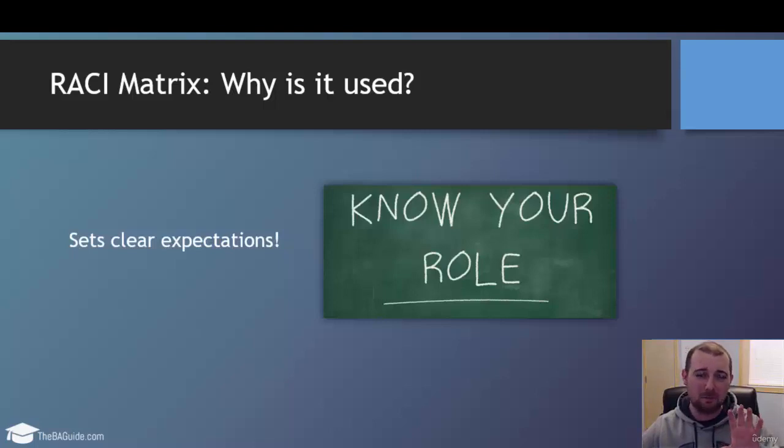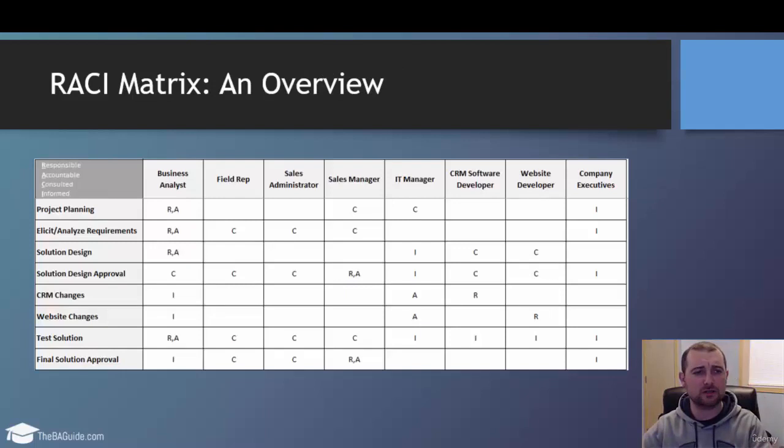And the really big thing, and kind of the reason it eliminates all this, is it sets clear expectations. Everybody knows what their role is and what they're responsible for throughout the whole project, as well as it helps make sure that the business analyst knows what his roles are throughout the project. Really makes you sit back and dictate that prior to that project starting. So let's dive in a little bit and understand what a RACI matrix looks like.